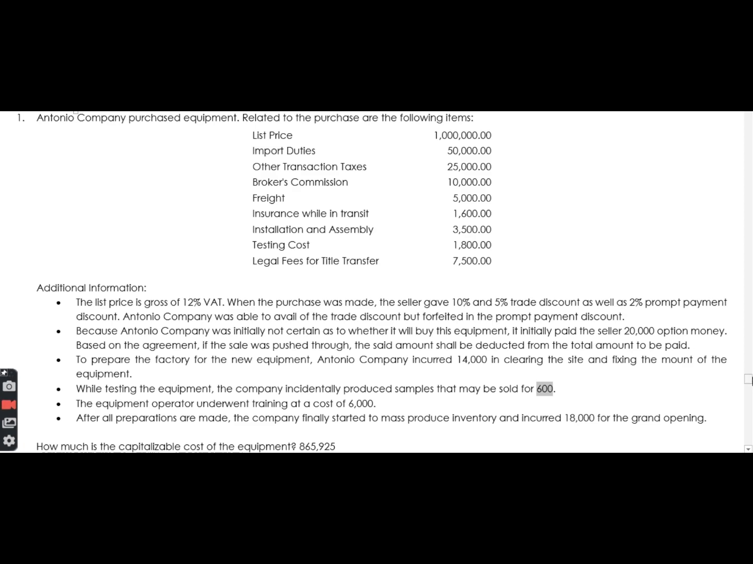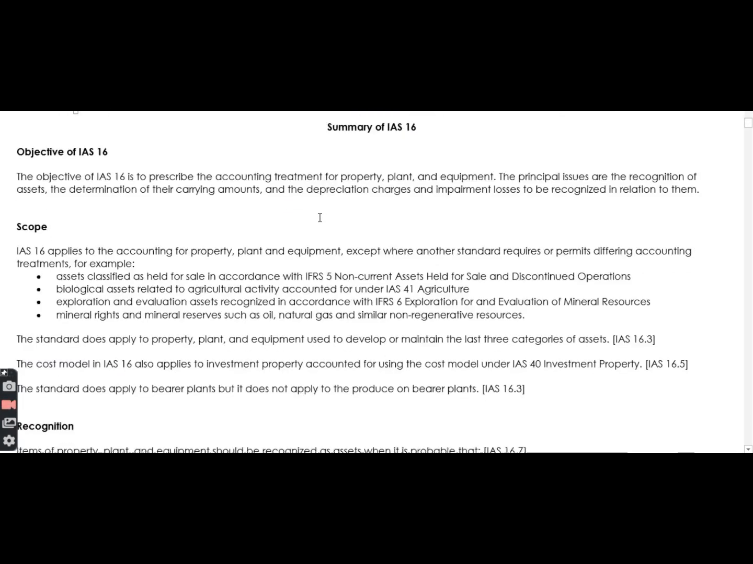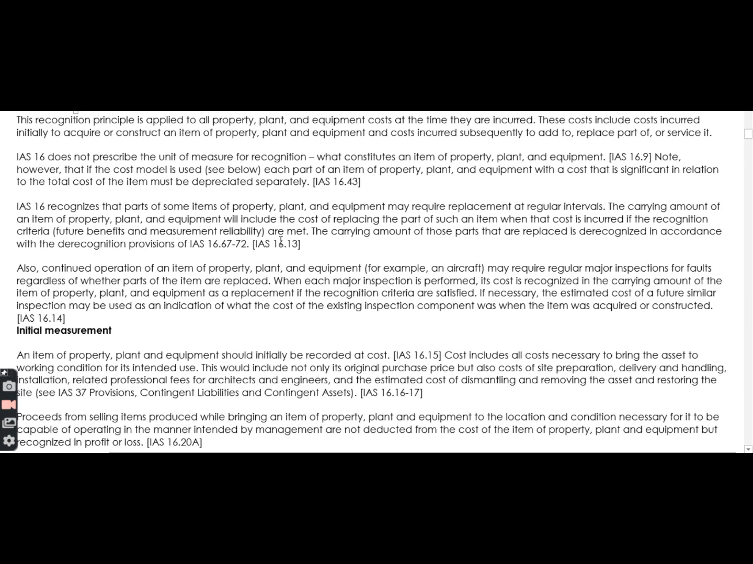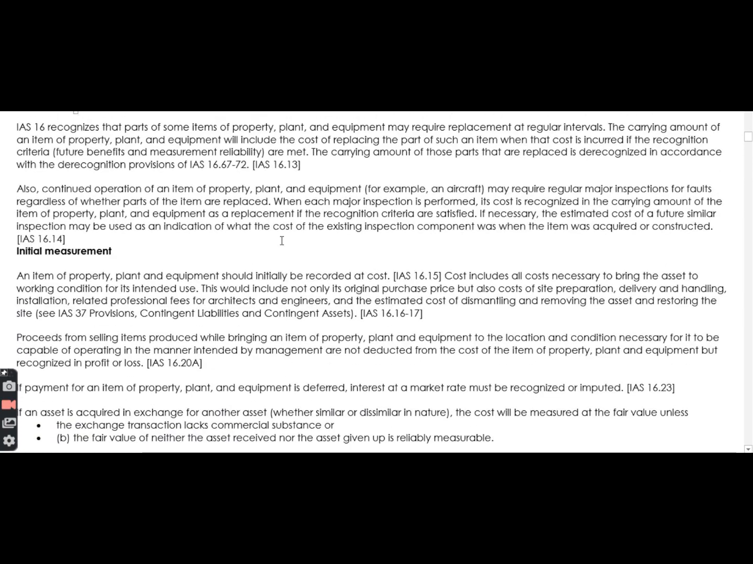yung mga products, ito nga, hanapin na lang natin para verbatim natin ma-discuss. Andito na rin yan. Saan na yun? Ayan o. Proceeds from selling items produced while bringing an item of PPE to the location and condition necessary for it to be capable of operating, okay, are not deducted from the cost of item of PPE but recognized in profit or loss. Ibig sabihin yung mga samples na yon hindi siya ibabawas, okay, doon sa cost.